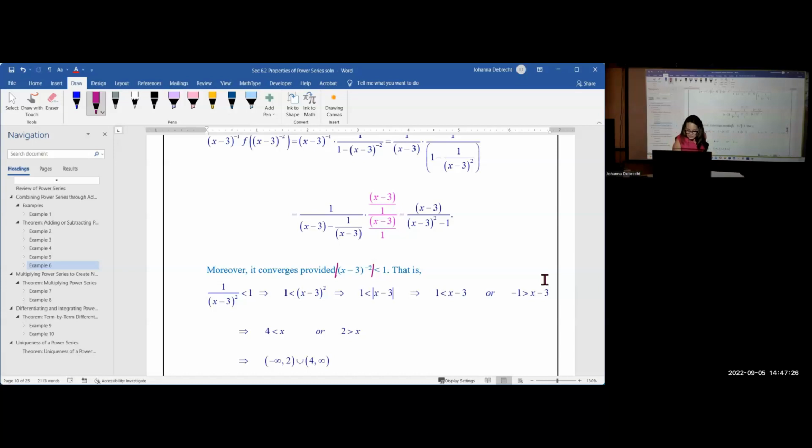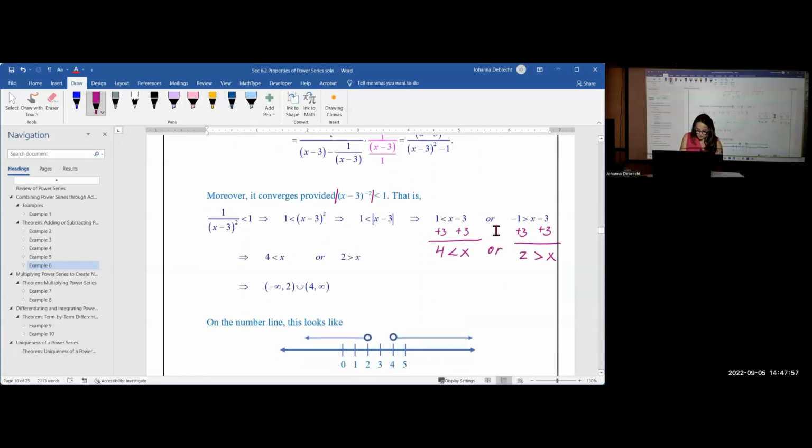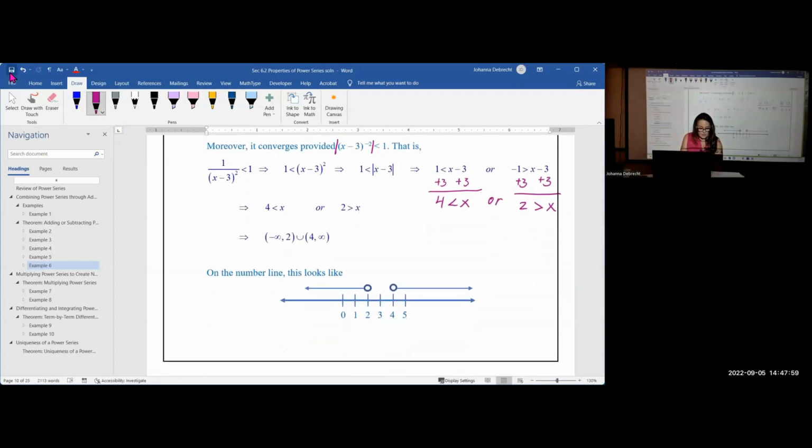Well, to find where x would be, we add 3 to both sides of the inequality, and we get that x is greater than 4. Or, adding 3 to both sides of this inequality, we get that x is less than 2. So this gives us this interval right here from negative infinity to 2, together with the interval from 4 to infinity. All right, so that's what our interval of convergence looks like for that particular power series.